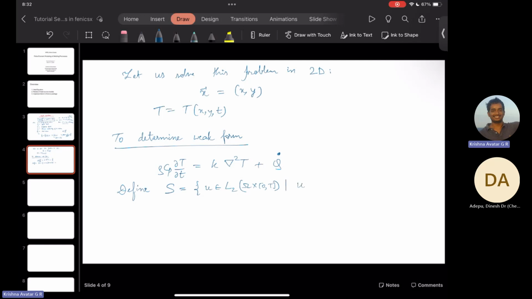And this should just have U equal to U D, and this, as we recall, can be a function of x, y comma t. So this is the admissible set for the solution, and then the set for the test function space, or what we call the variational space.